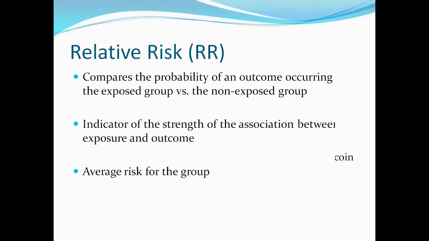On the other hand, relative risk compares the probability of an outcome occurring in 2 separate groups, and it's usually in an exposed group versus a non-exposed group. So the relative risk is an indicator of the strength of the association between an exposure and an outcome. And the relative risk is actually the average risk for the group being studied.